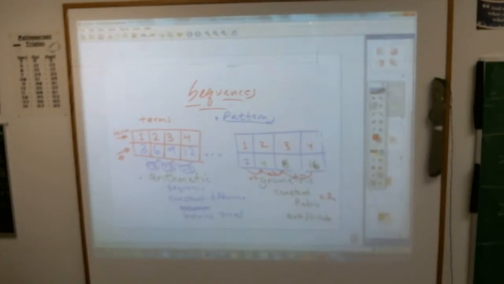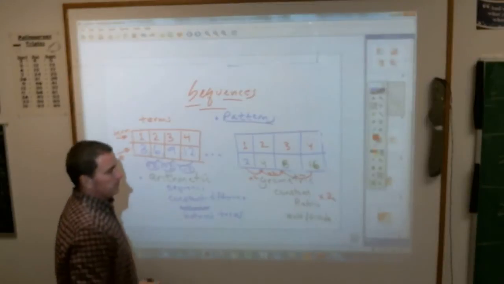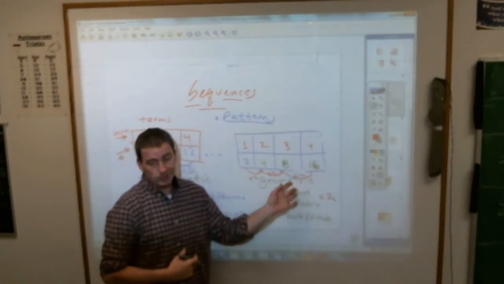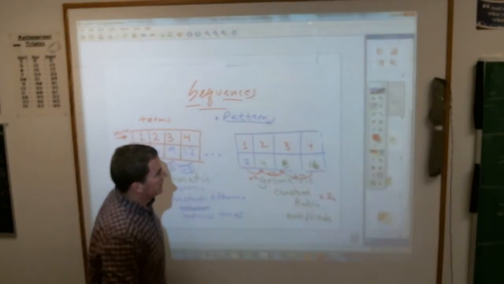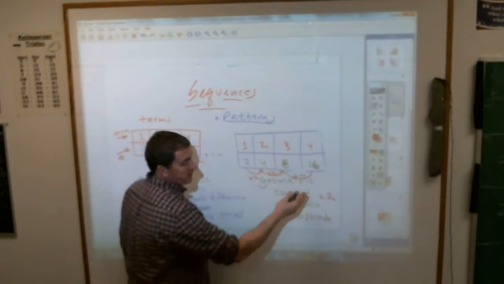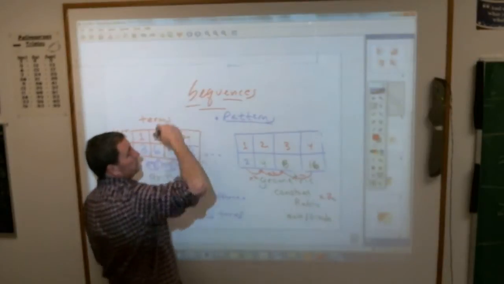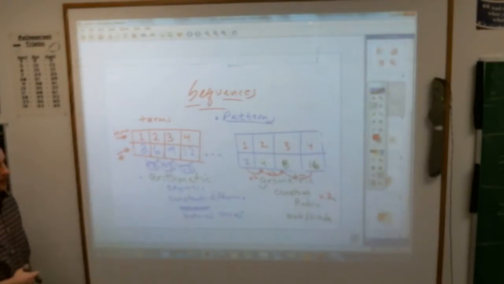Your ratio could be a fraction. I could multiply by half, which would be the same thing as dividing by 2. I could multiply by 2/3. That gets a little goofy, but you could do it depending on what your number is, and you have to look at that and see.